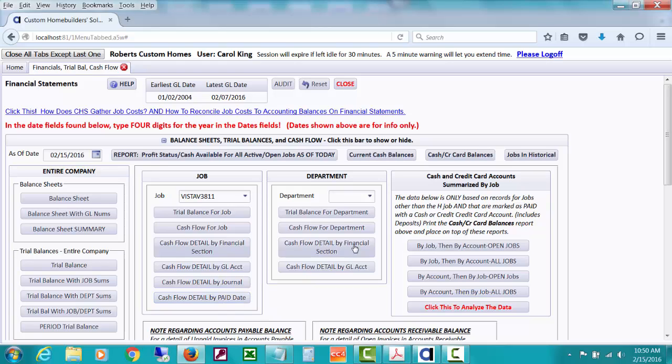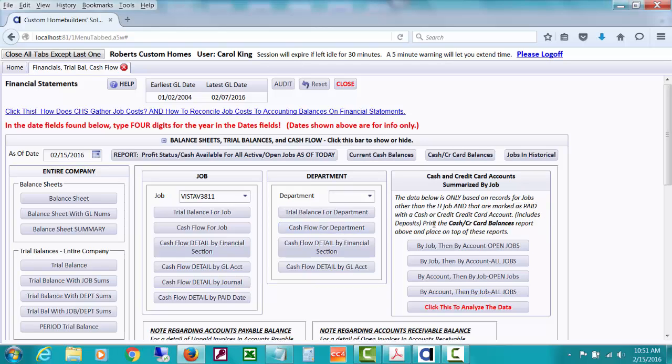Now what I'd like to show you before we go on to seeing the detail behind all of that is another very powerful tool. Over here, this says the data below is only based on records for jobs other than the H job. We're only interested in real jobs. The H job is just all our overhead and everything else. It doesn't really have to do with jobs that we've set up. And this is going to show only records that are marked as paid with a cash or credit card account.